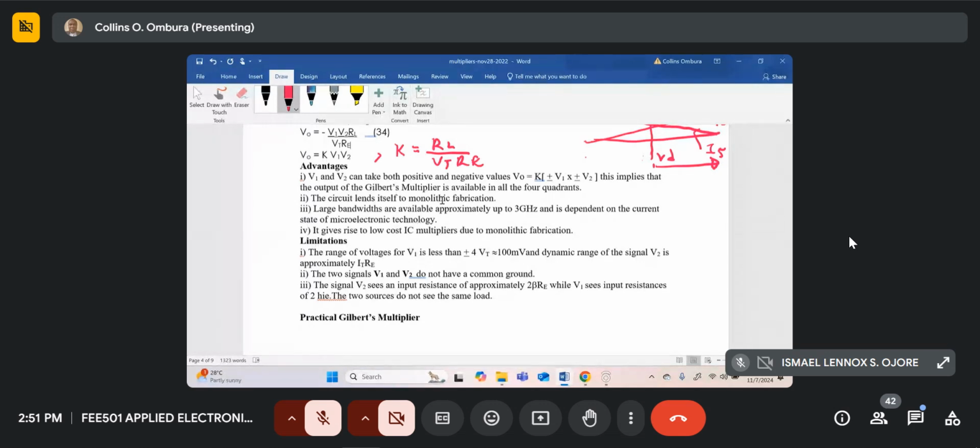Once the first chip is working, then they can actually mass produce them very, very fast. And this gives rise to low-cost production of these IC chips. So that gives us the last point over here. It gives rise to low-cost IC multipliers due to monolithic fabrication. In a silicon wafer, they can make so many chips out of just a single silicon wafer.